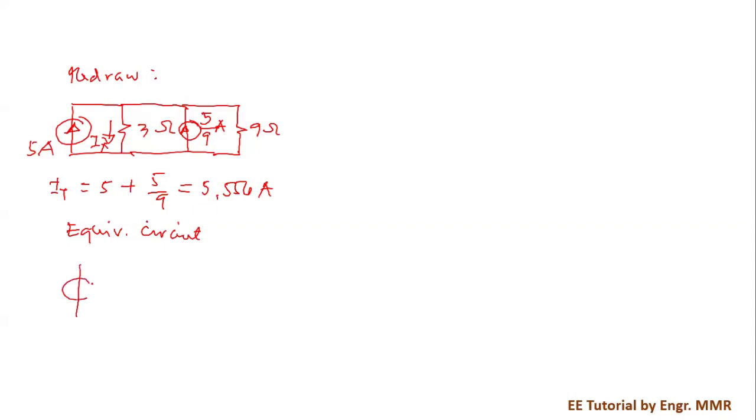Okay, so it's positive. So we have here the I total. And we have the 3 ohms. This is the resistor of interest. And another resistor, the 9 ohm resistor. So we have simplified the complex circuit into a simple parallel circuit.